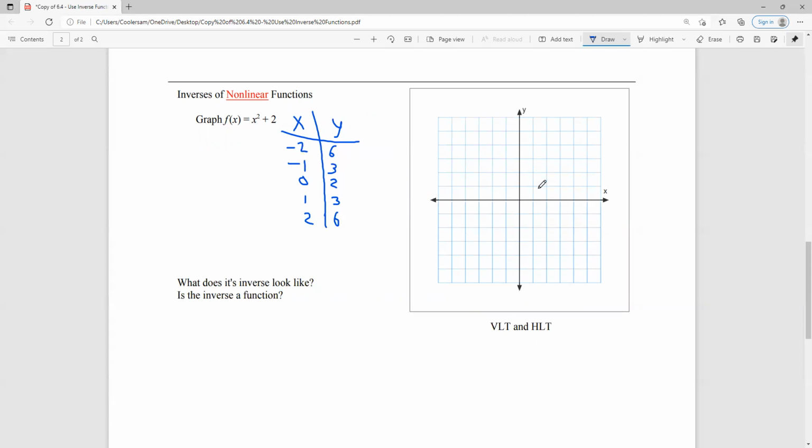So now we can plot these points. So let's see here, -2, and then up 6. 1, 2, 3, 4, 5, 6, way up here. That's okay. All right, -1, up 3, 1, 2, 3, right here. 0, 2, right here. 1, 3, and 2, 6. Okay, look at that.